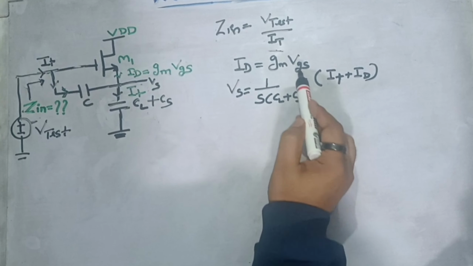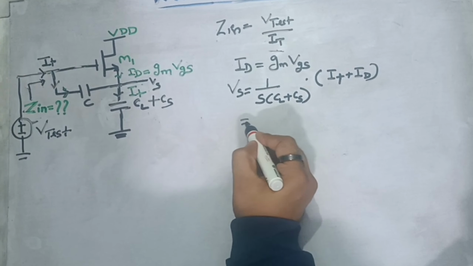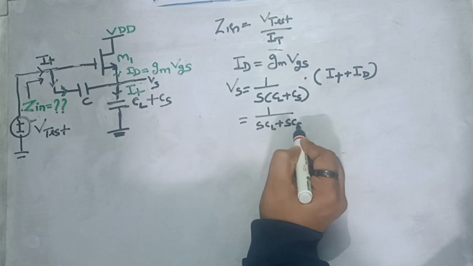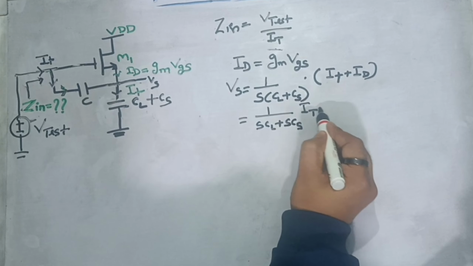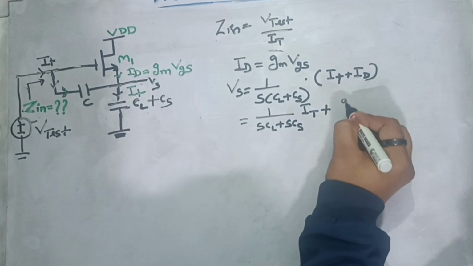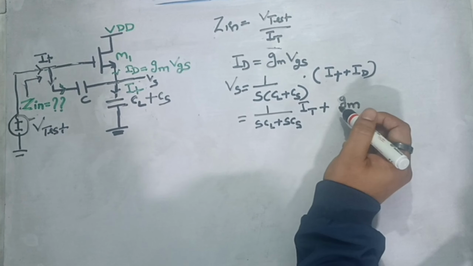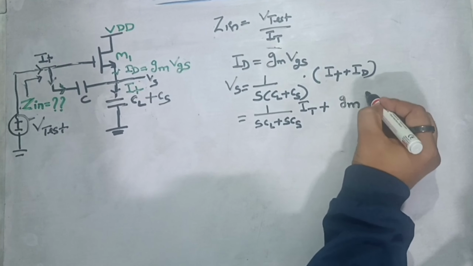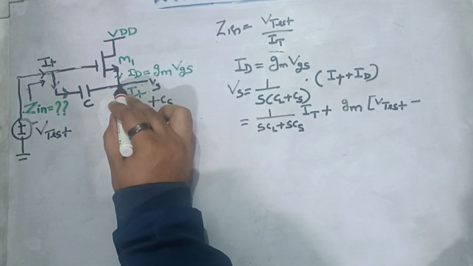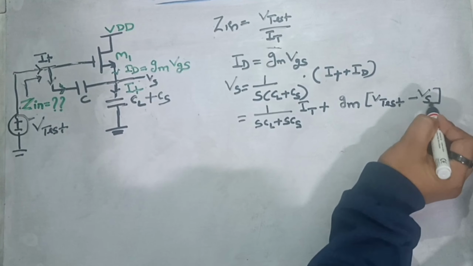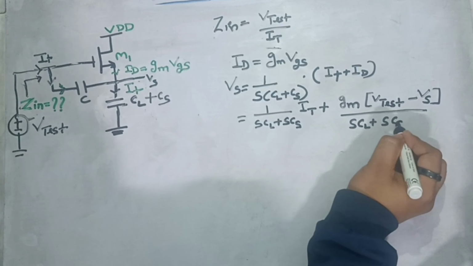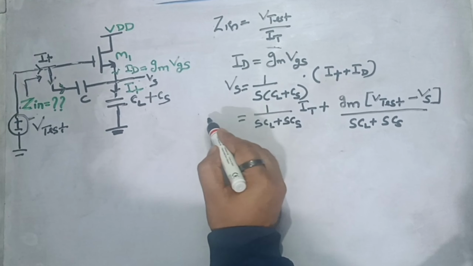Now instead of ID, I can replace this value in this equation. So it would be 1 upon SCL plus SCS into I test plus ID, and the value of ID can be written as Gm into VGS. VG we know is the test potential V test, whereas Vs is the potential at the source, so it would be Vs divided by SCL plus SCS. So this would be the value of Vs, right?